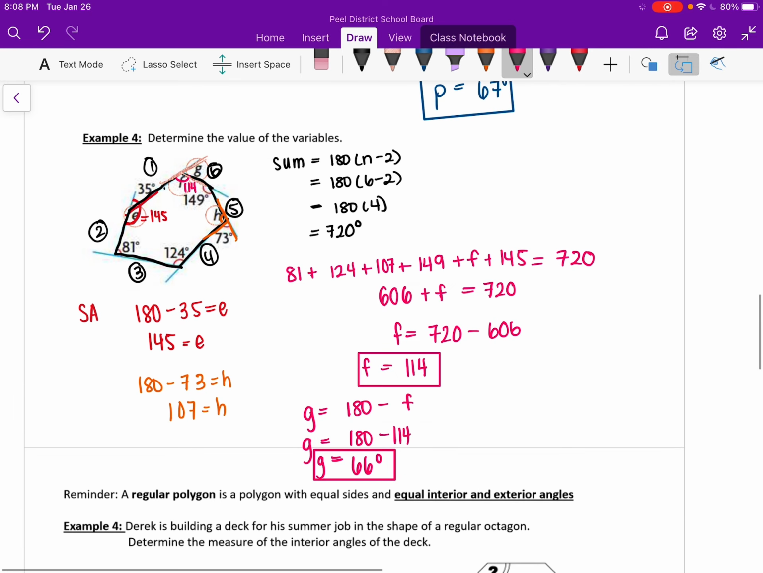And let's make sure I got everything. I got E, I got F, I got G, and I got H. Right? And I filled everything that I needed to fill in there. Awesome.